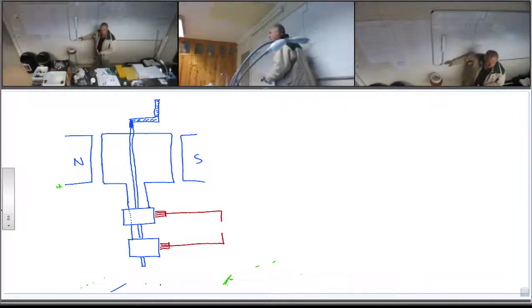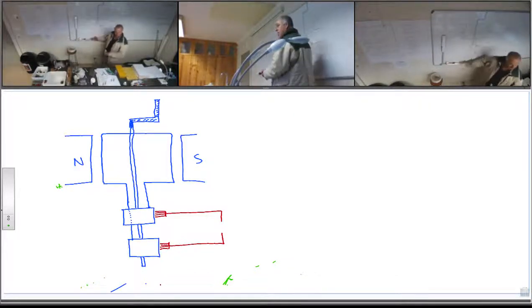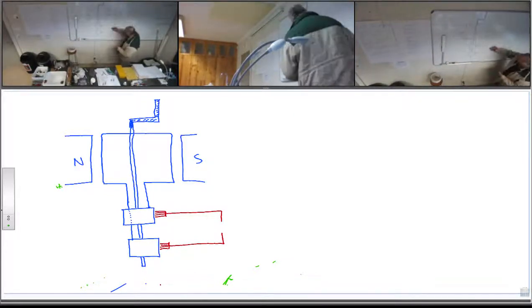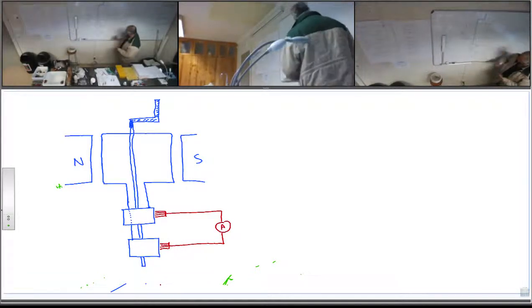Because I'm trying to generate electricity. I'm not making a motor. This is a generator, so I'm trying to make electricity. So let's put an ammeter in there to keep it simple.